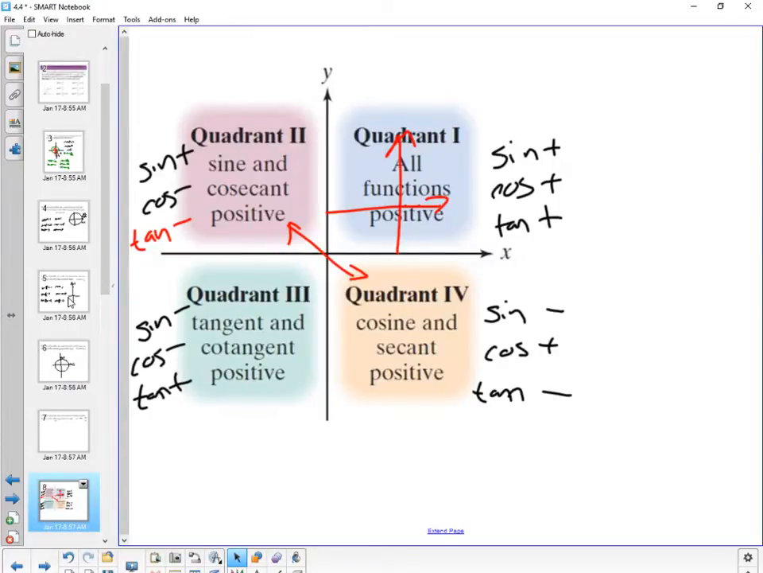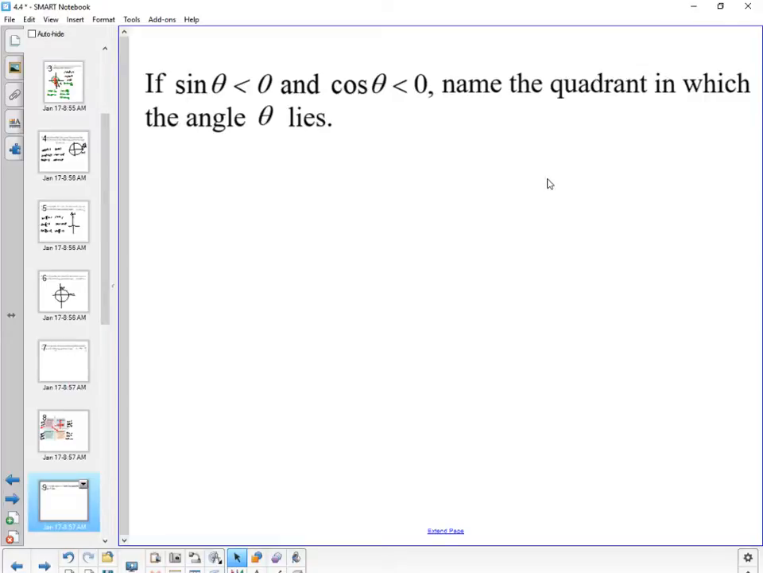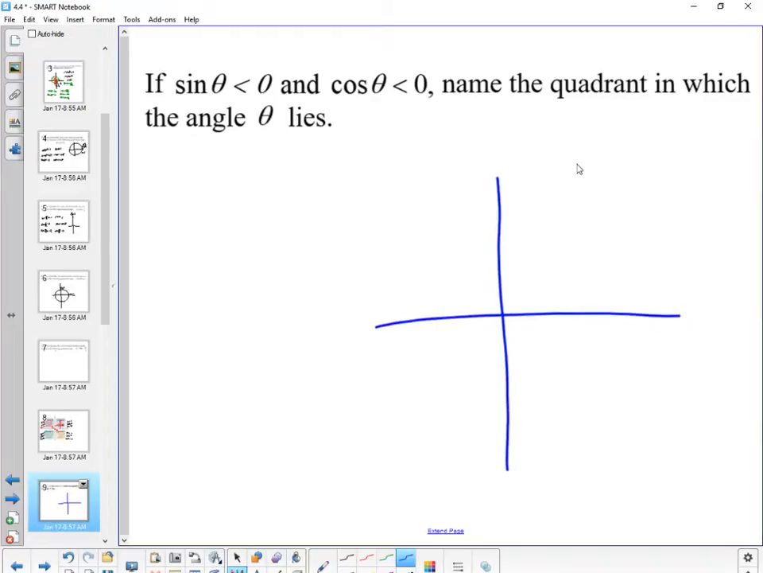Okay, go on with your lesson. Check it out. They are asking us where theta is, and they're giving us some conditions. They're telling me that the sine of theta is less than 0. If the sine of theta is less than 0, am I positive or negative? So where's the sine negative? Down, right? So that angle is either here or there, or over here, correct? Now the other condition says cosine is less than 0.